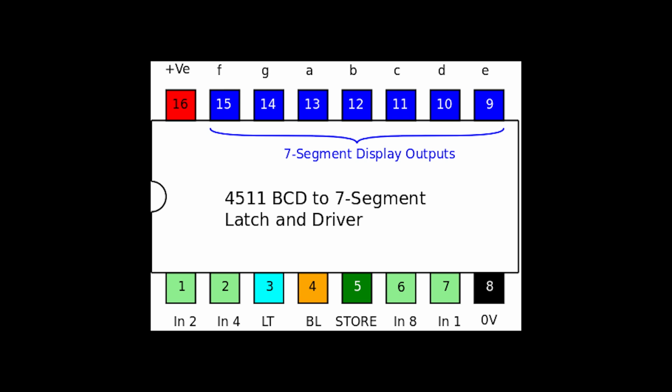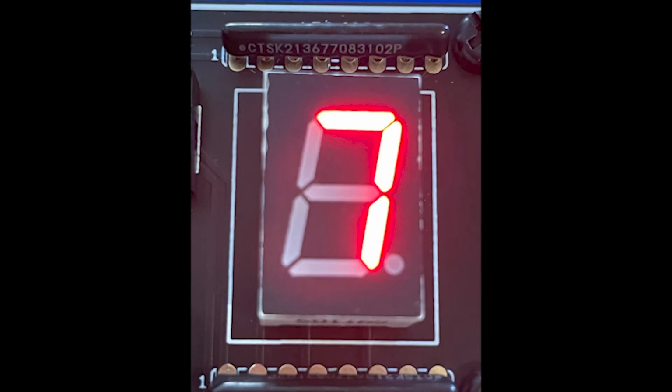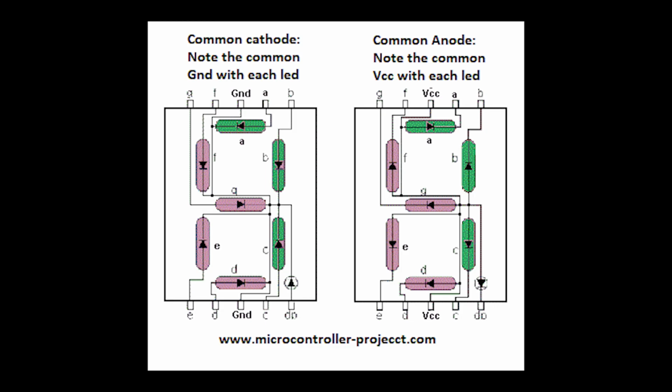for testing purposes. The final actor in our circuit play is the 7-segment display. This display brings to life the translated decimal digits, creating a visual representation of the counted pulses. Remember, there are two types of these displays, common anode, CA, and common cathode, CC. The type used in our circuit is the common cathode version.